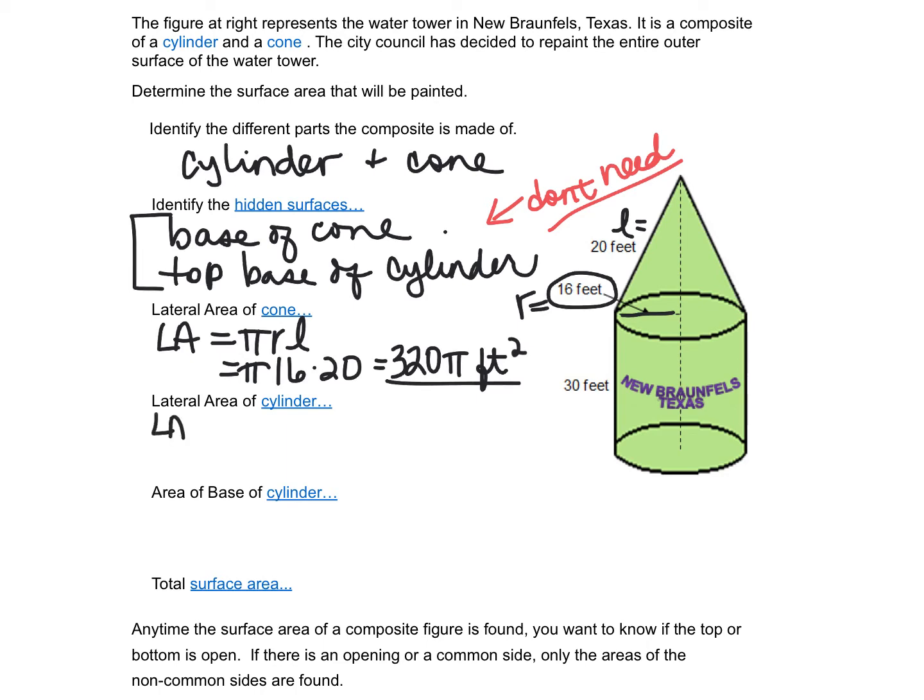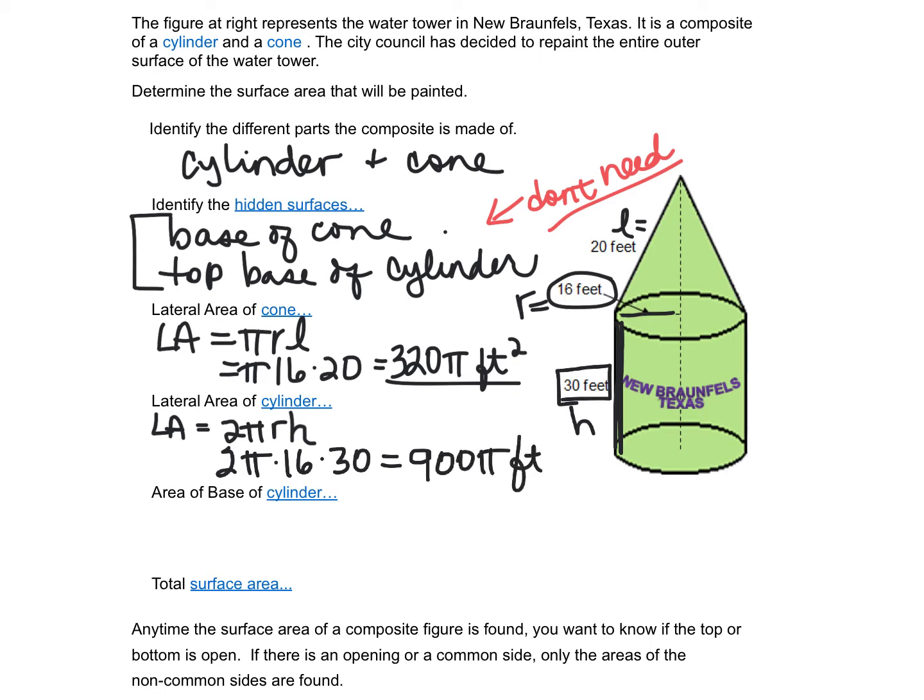All right, let's do the lateral area of the cylinder. So that formula is 2 pi r h. So we have our radius, which is 16, but we don't have the height of, oh yes we do, we have the height of our cylinder, it's 30. Okay, so we have 2 times pi times 16 times 30. And that equals 900 pi feet squared.